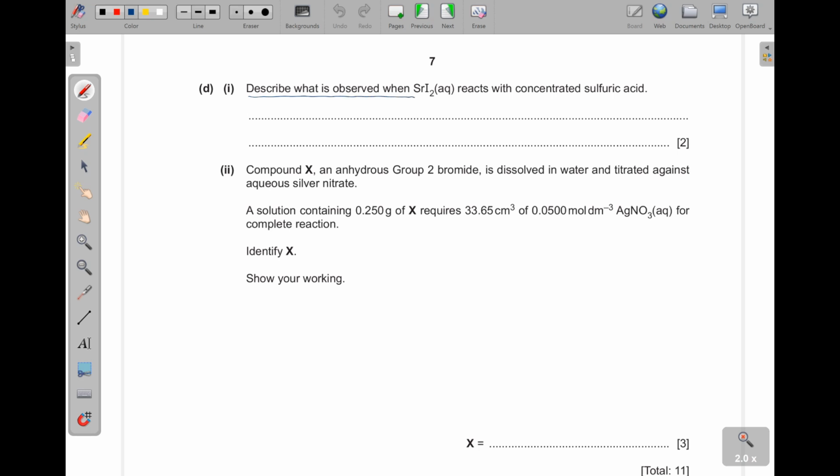Part D, Roman 1. Describe what is observed when strontium iodide reacts with concentrated sulfuric acid. Now, for these salts of the halides, usually in the books you have, let's say, sodium. In the books there is sodium iodide. So this one reacts with sulfuric acid.